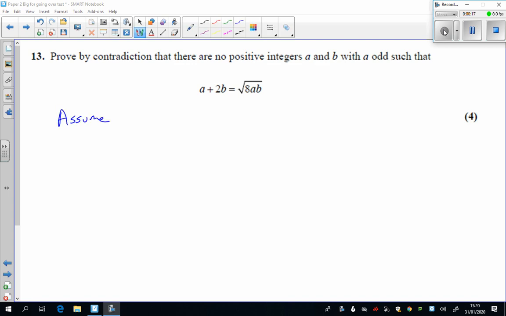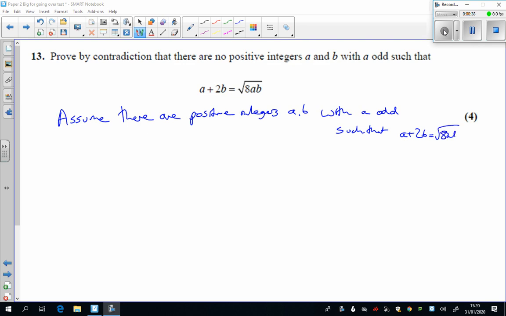So you assume there are positive integers a and b, with a odd, such that a plus 2b equals the square root of a plus b. So we're going to assume that's true. So this is what the mark scheme's asked you to do.